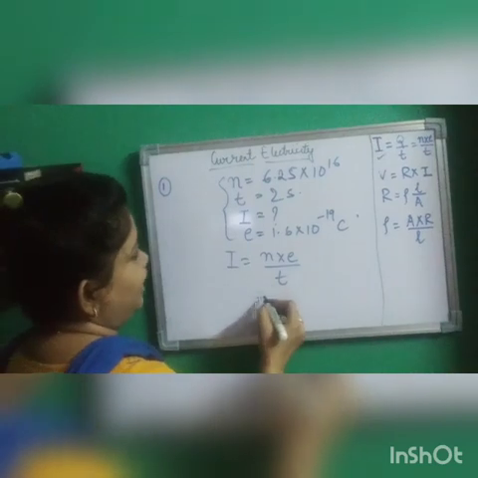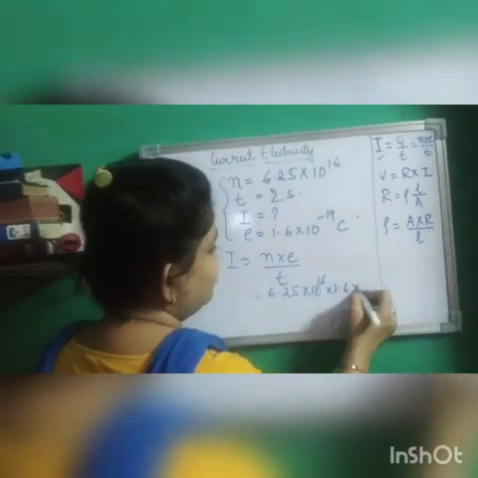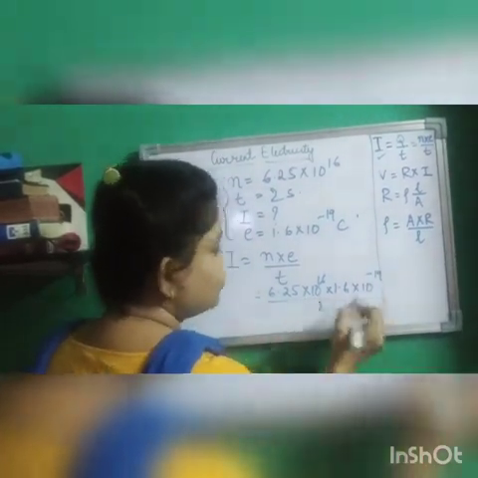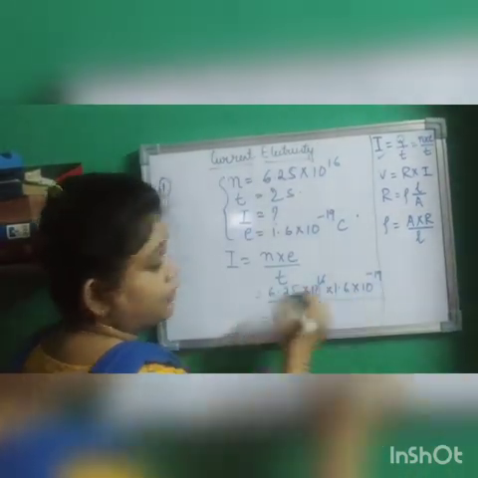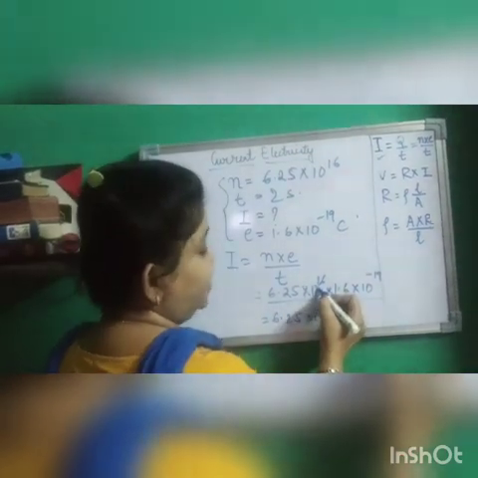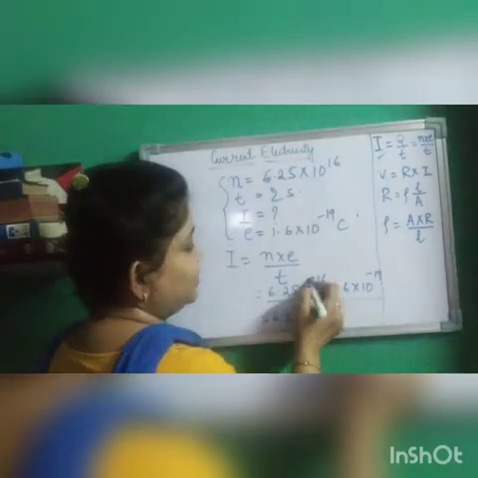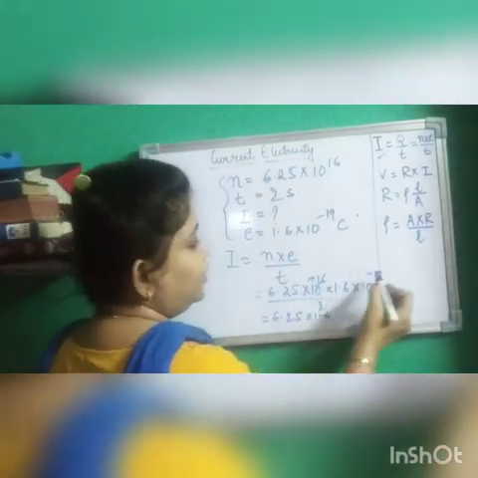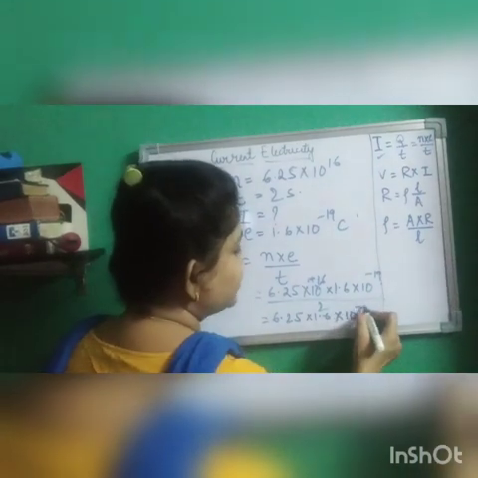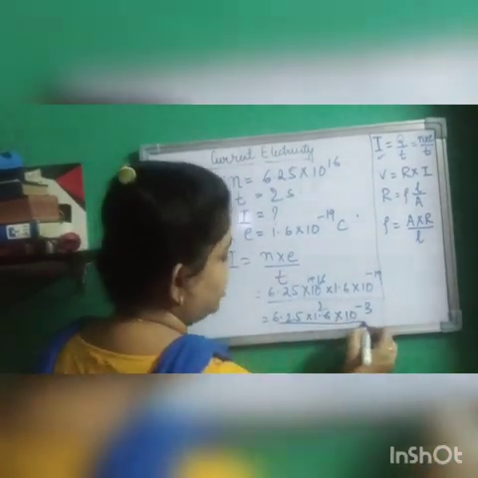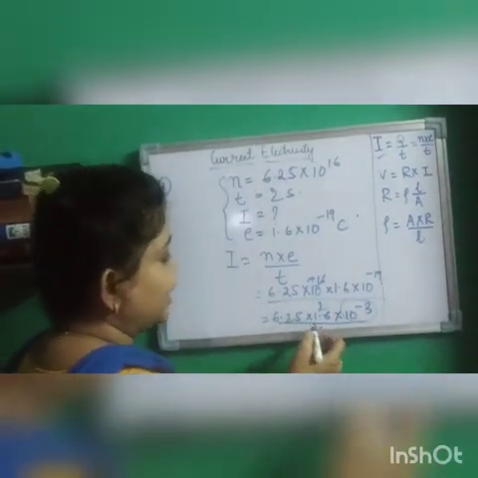You know the value of N as 6.25 into 10 to the power 16. E you know as 1.6 into 10 to the power minus 19, by time, which is 2. So you multiply 6.25 into 1.6. This 2 you have to multiply obviously, and 10 to the power 16 and 10 to the power minus 19. If the bases are in multiplication, we add the two powers. So 16 and minus 19 will give you minus 3. So it is giving you 10 to the power of minus 3. You multiply and divide by this 2, you have to do it yourself. Don't touch the power part, only multiply the numbers and divide by 2.